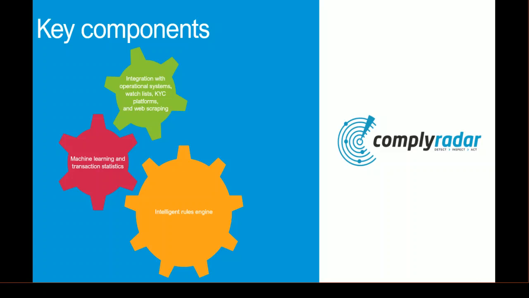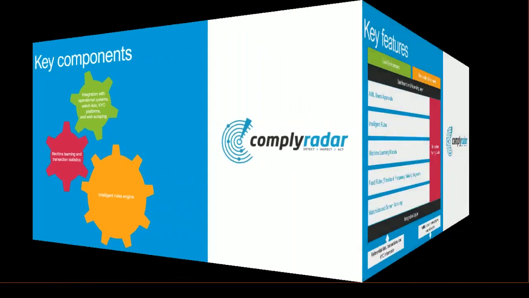Then we have another key component, which is the machine learning and even statistical data generated on the data that we have collected. And then we have finally the intelligent tools, which make use of the two other components as well. So that is, at a high level, the three key components of the system.